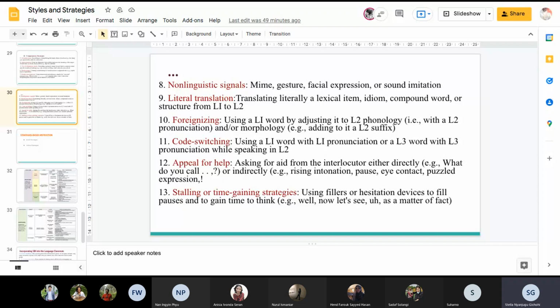And then the last one is the time gaining strategies. Yes, these ones are hesitation devices. Like, well, now let's see. As a matter of fact, so what you're doing is that you're buying time so that the word can come to you, and then you can use it in the communication. So these are some of the strategies you'll find with your learners, even with you. Sometimes you might find yourself using them.